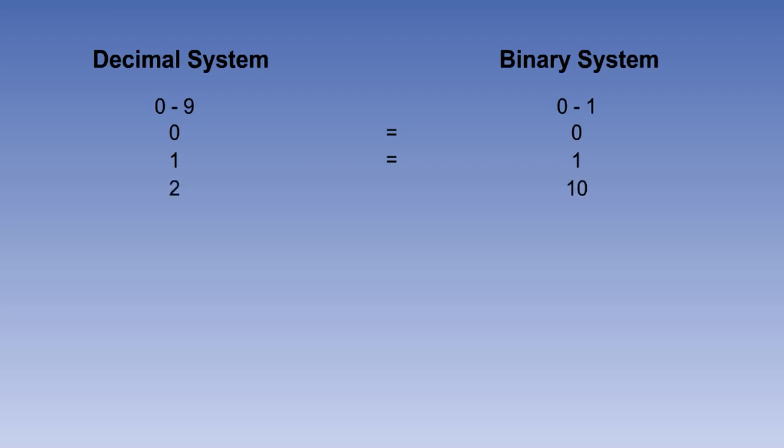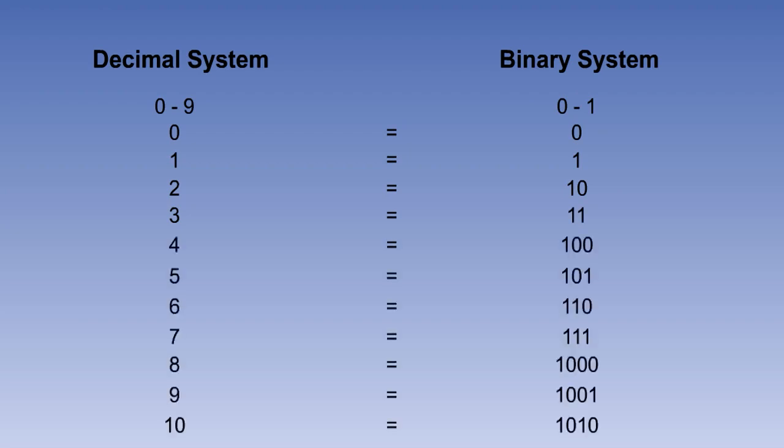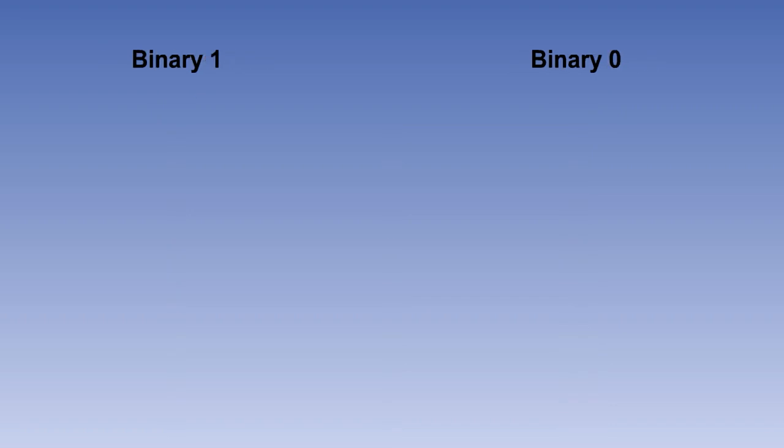Decimal 2 is represented in the binary system by 1, 0. Decimal 3 by 1, 1. And so on, as shown on the screen. Logic gates take an input of one or more binary values of either 0 or 1 and output a single value of 0 or 1.